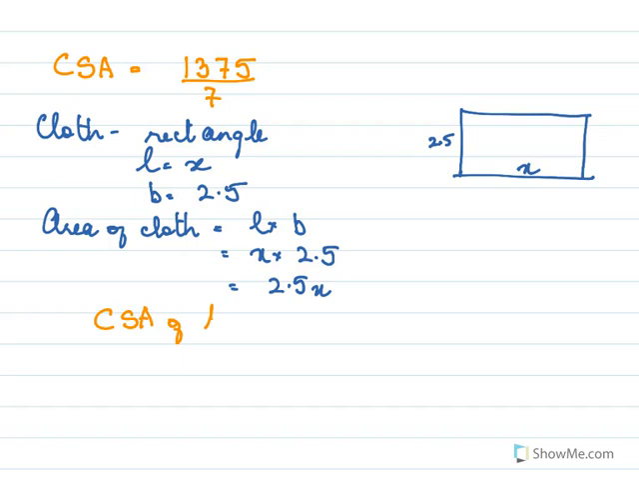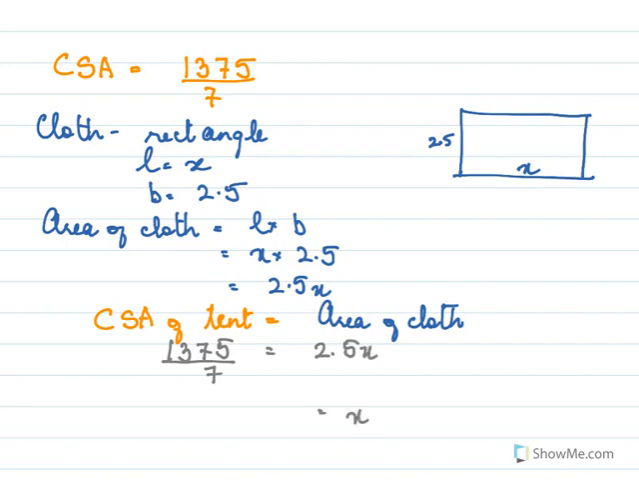Now both the areas are equal. The CSA of the tent will be equal to the area of the cloth. So that means I have 1375 over 7 equal to 2.5x, and x equals 1375 over 7 into 1 over 2.5. On calculation you get x equal to 220 meter. So the length is 220 meter.